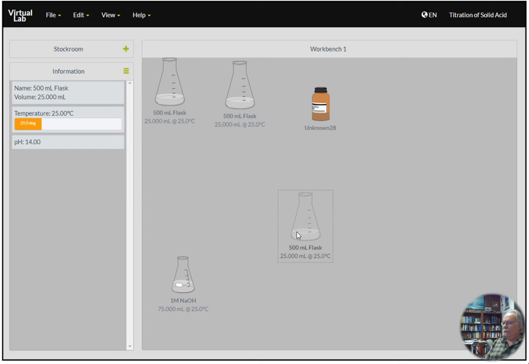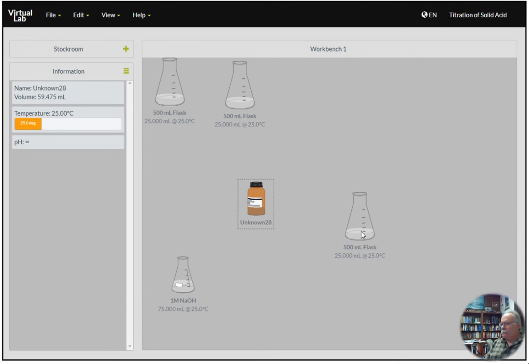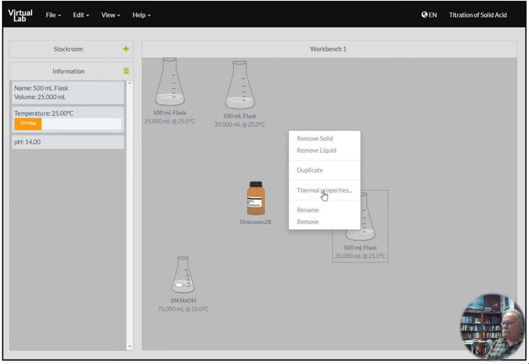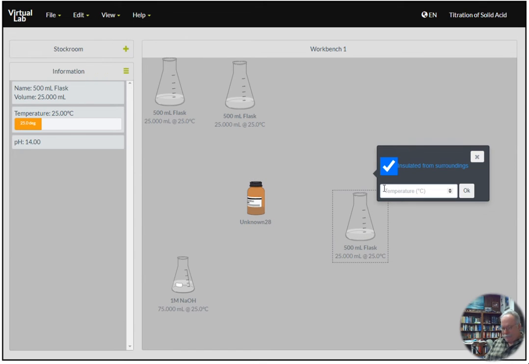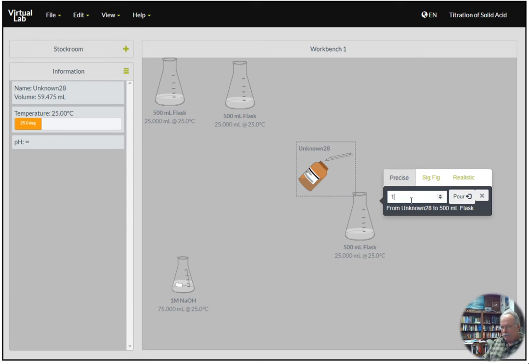So I'm now going to take 25 more mils of my base, and this time I'm going to add 1 gram. But now that I'm going to do it at a smaller amount, I'm going to go in here and go to thermal properties. Because this is an exothermic reaction, the temperature would change and then it would cool back down, and my numbers would be changing until it reached room temperature, which is 25. So I'm just going to maintain it at 25. So I'm going to click 1, and note that I hit pour, and the pH is 13.71.